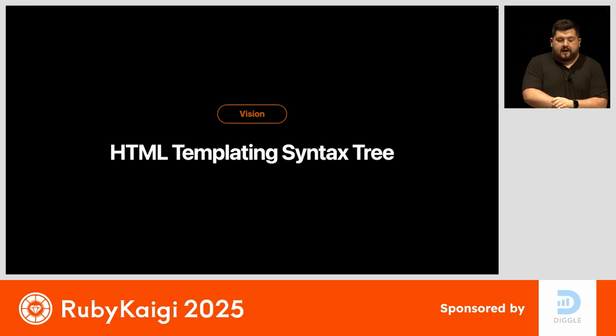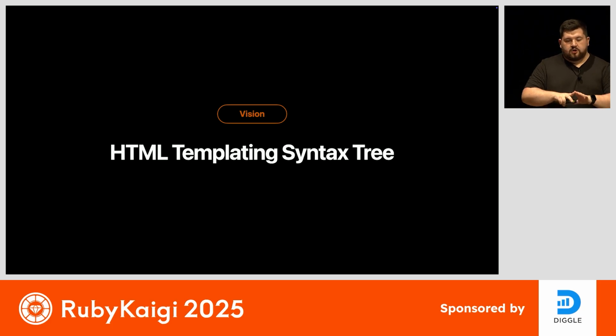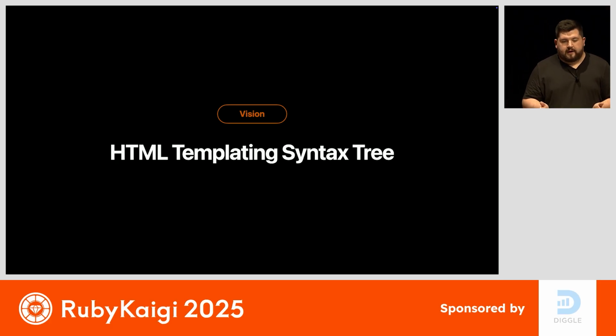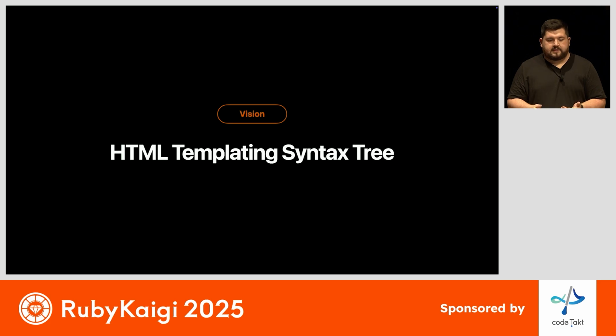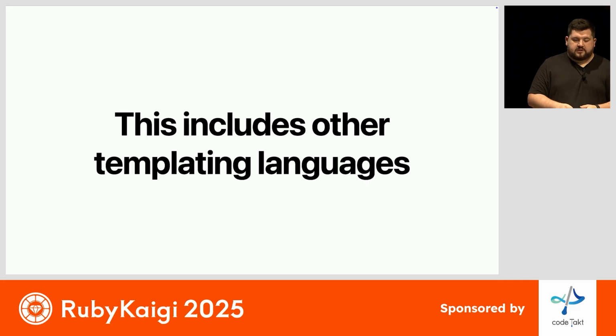One more thing that I have here to discuss is something else I have been noticing, that maybe there is a possibility to write an HTML templating syntax tree. What this means is that we have been focusing on ERB and HTML for now, but we have a few other templating engines like Haml and Slim. And if we do this the right way, I think there's a way that we can bundle these efforts and improve the tooling in general for all of these tools together. So this includes all of these template languages as well.